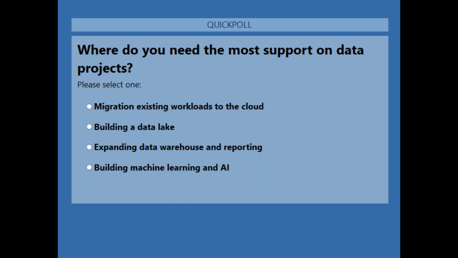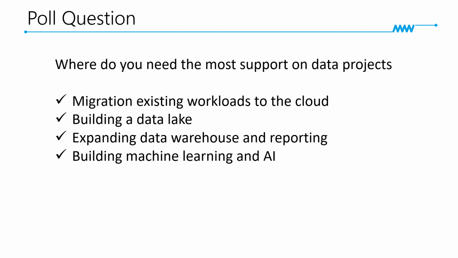So it looks like just about everyone has voted. It's about a 50-50 split between migrating existing workloads to the cloud and expanding data warehouse and reporting. All right, that sounds about right. As I understood, pretty much everybody is using cloud for infrastructure, so they will probably have a need for migrating their data workloads to cloud. So it's completely understandable. Thank you, Sarah.